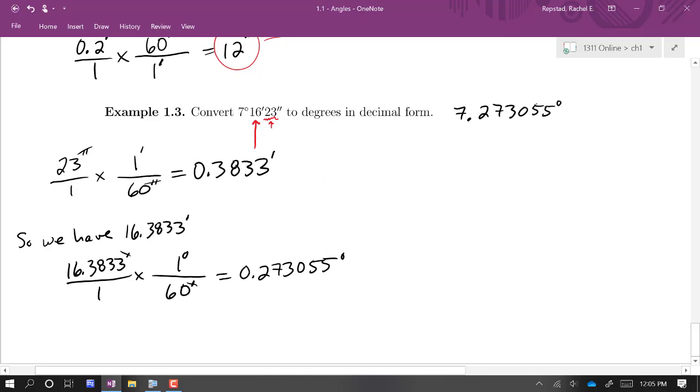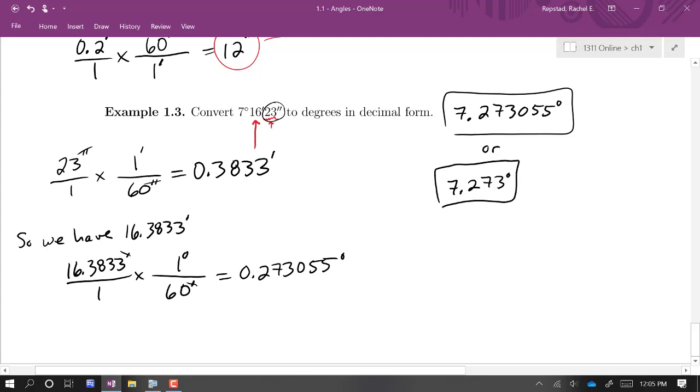Of course, that's going out quite a bit. I think a lot of people would round it to the 1,000th place. I think if you have it to the nearest whole second, it's conventional to take it out to the 1,000th of a degree. Alright, so there are some angle conversions, getting used to measuring angles in radians, in degrees, in decimal form, and in degrees, minutes, seconds.